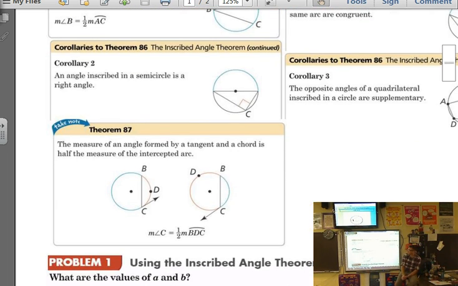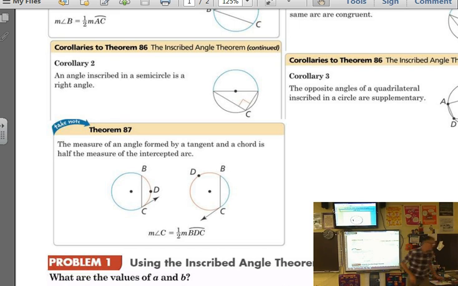The measure of an angle formed by a tangent and a chord is still half the measure of that intercepted arc. So arc CB, like the major arc here, that obtuse angle will be half of that. Arc CB, the minor arc there, or arc CDB, or BDC, going the other way, same thing. Any questions on those three rules, theorems, corollaries, whatever?